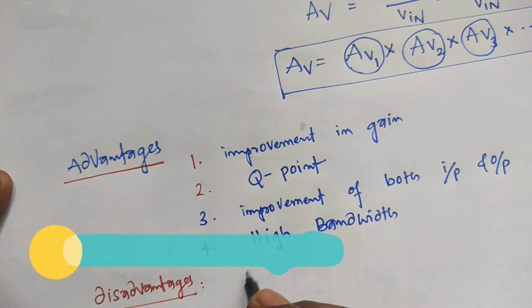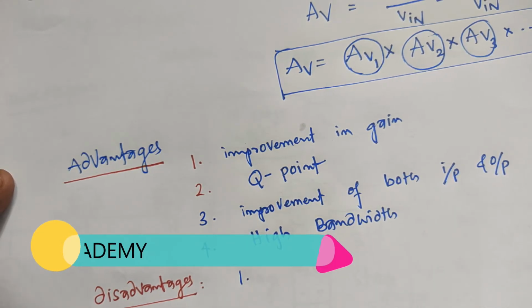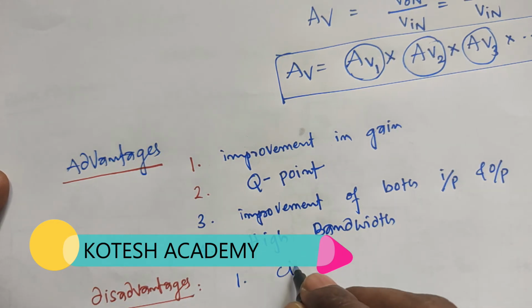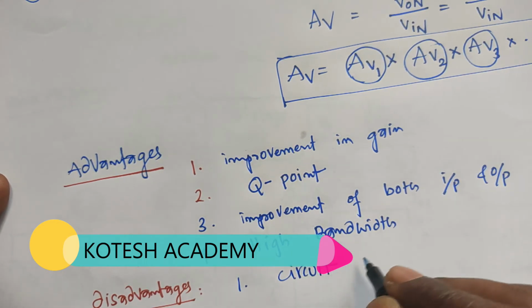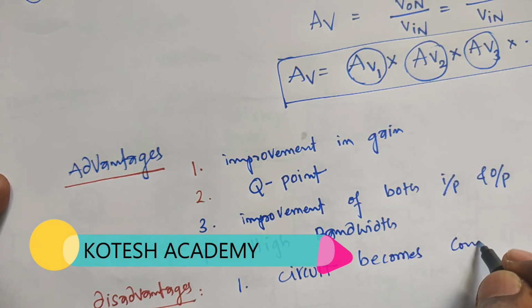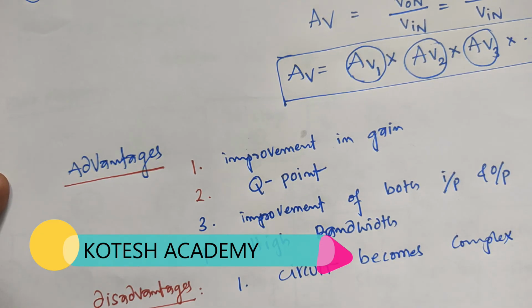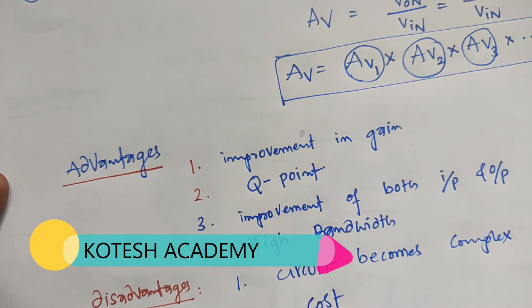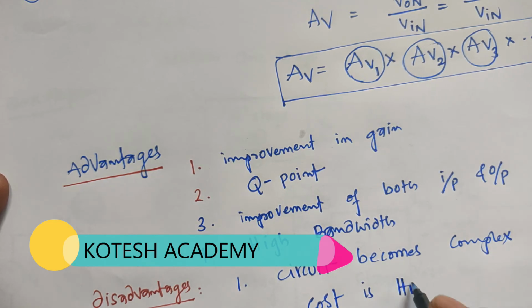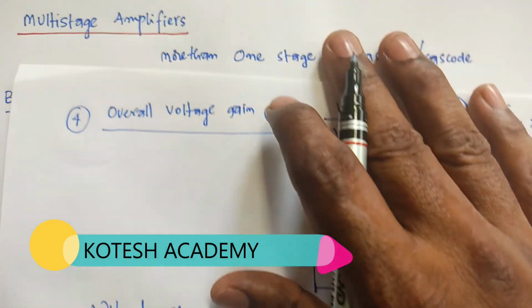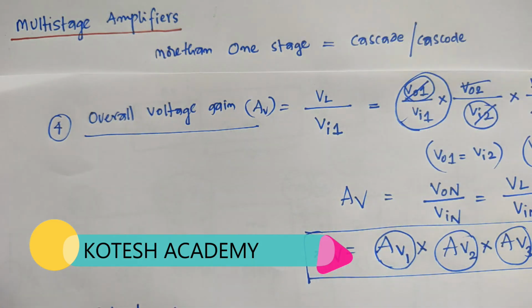Next, disadvantages. Disadvantages are generally it is somewhat difficult to design that. That's why the circuit becomes complex. Okay, next, the cost is very high, so that is cost is high. So these are the advantages and disadvantages of multi-stage amplifier. Okay, thank you.